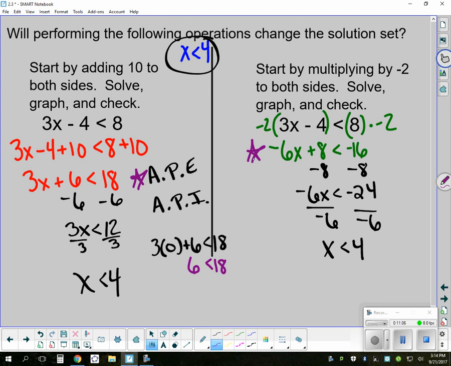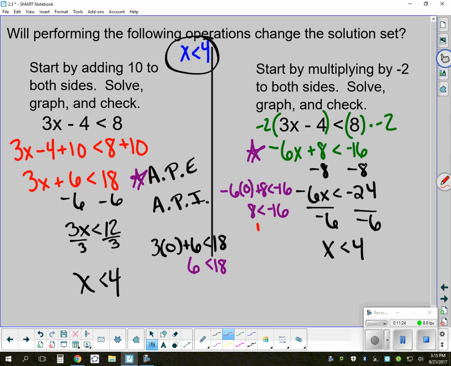Over here, let's plug 0 into this start inequality, the green one now. Negative 6 times 0 plus 8 is less than negative 16. Negative 6 times 0 is 0. 0 plus 8 is 8. 8 is less than negative 16.